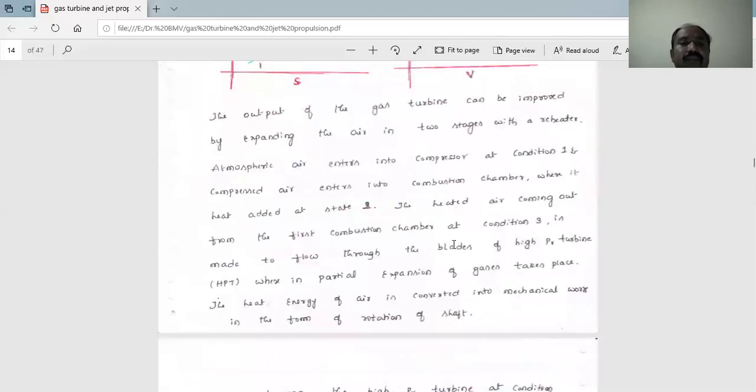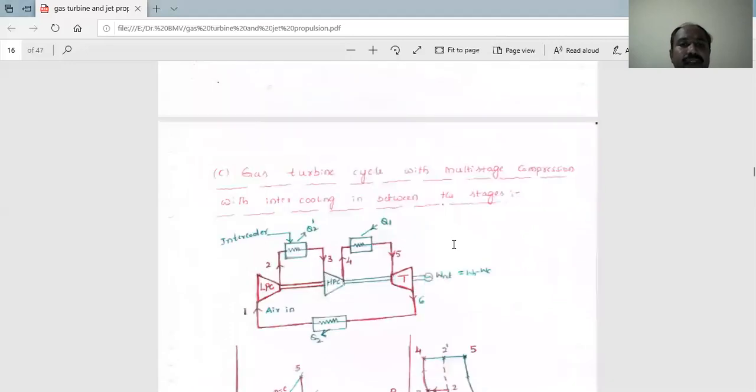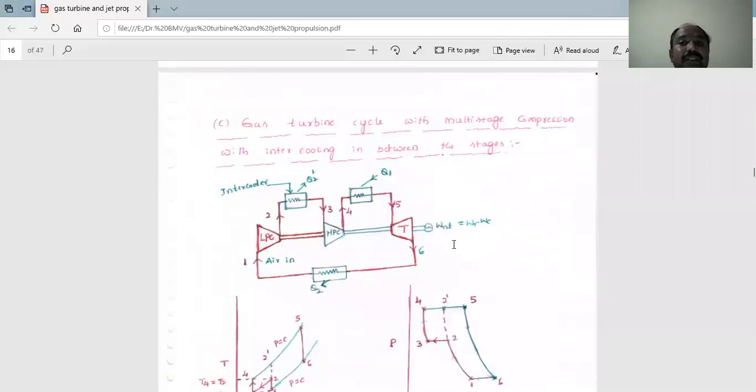Then once again we'll move on to the last one, the gas turbine cycle with multi-stage compression with a perfect intercooling. Multi-stage compression means we have two compressors. The first one is the low pressure compressor, and the other one is the high pressure compressor. In the gas turbine cycle with multi-stage compression with intercooling, in between there will be an intercooler. Otherwise the high pressure will exist, and due to that high pressure the whole system will be damaged and collapse. So that's why we need an intercooler.